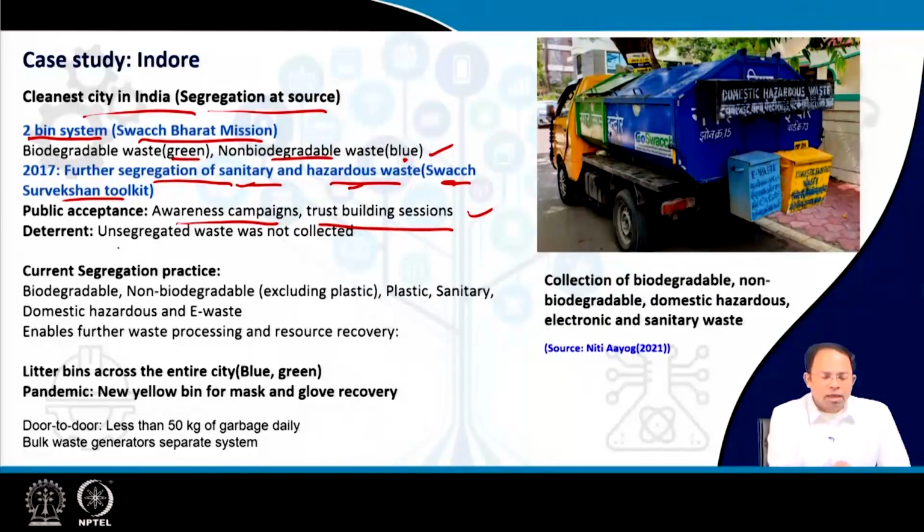For example, unsegregated waste was not collected. That means that's a deterrent. That means if you don't segregate, we will not collect your waste. So that's why people were made to segregate waste. Some did it on their own, and people who didn't wish to do it were made to do it by making this mandatory.